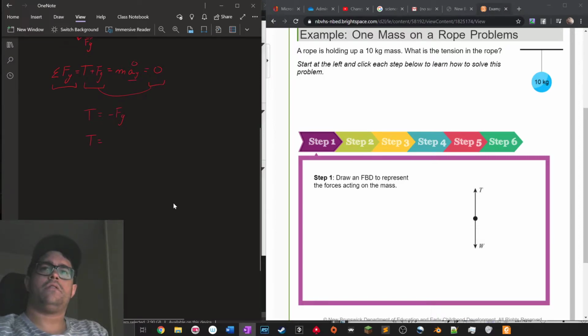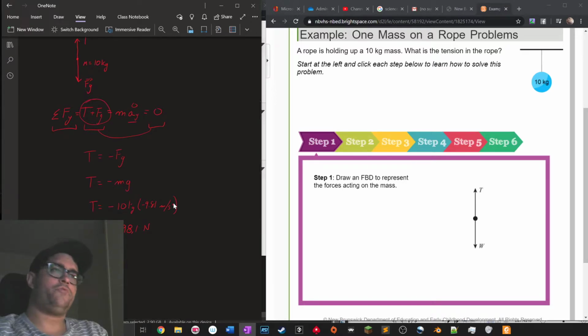And Fg is mg. We're wondering what Fg is. We know Fg is mg. So that's 10 kilograms multiplied by minus 9.81 meters per second squared. T would be equal to minus, so minus here, minus there, we have a plus 98.1 Newtons. It's a force. You can only sum forces together.